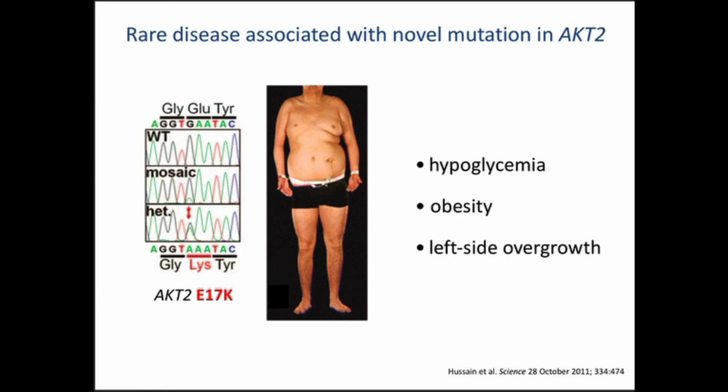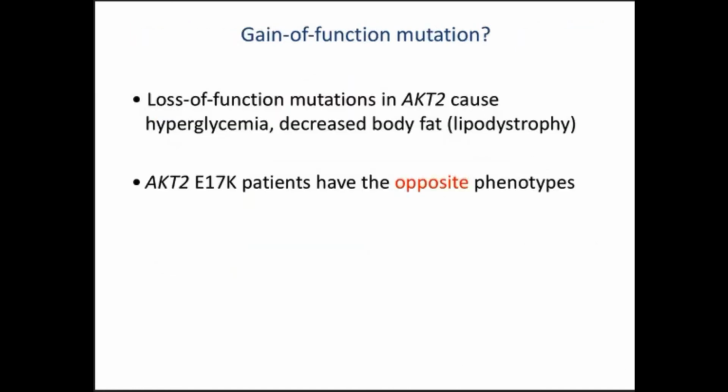The reason why is it was the first of its kind in that we already had loss of function mutations in AKT2, and they had the opposite phenotype. So when you lose function in AKT2, you're hyperglycemic and you have decreased body fat. You're lipodystrophic. So we know that if you lose function, you probably are ablating insulin signaling, whereas this, for the first time, looked like a gain-of-function mutation, the first of its kind in the insulin signaling pathway. So we were like, maybe it is. I'm really interested in it.